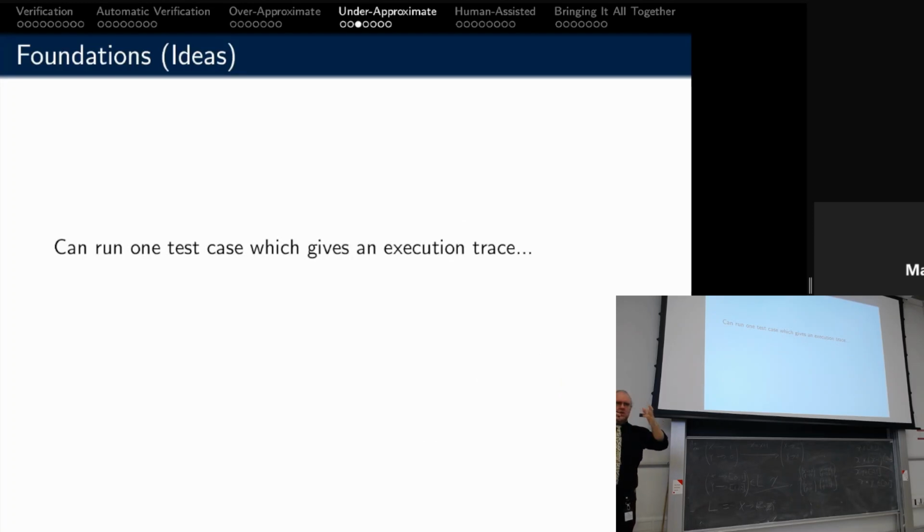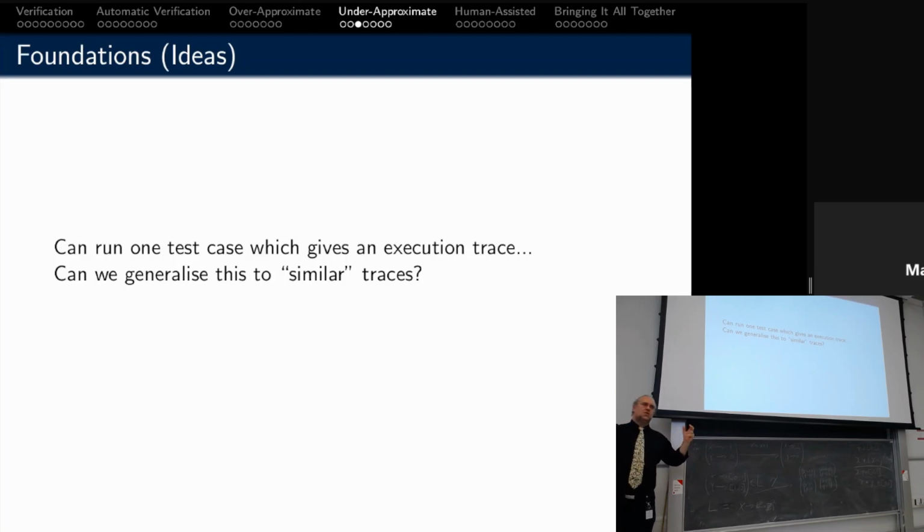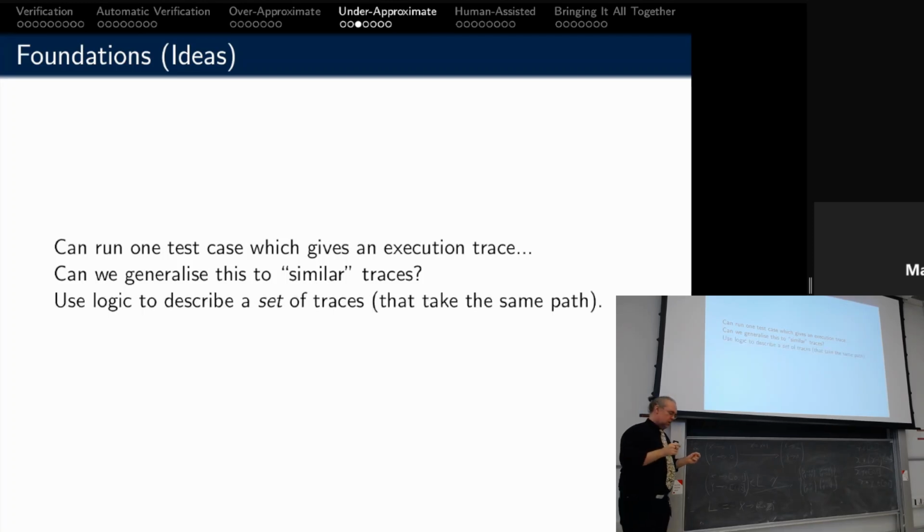If we've got one test case, we can run it and get one execution. Cool. That was dramatic. So can we generalize it out to similar traces? Well, if we use logic, and again, this is another set of people rediscovering that we can describe a big set we want to talk about with a representation. In this case, the representation is logic. We can describe the set of things that take the same path.